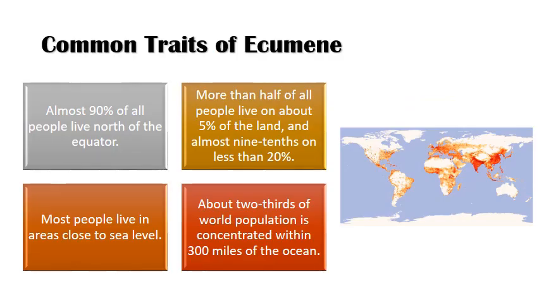Some common traits of the ecumene include, because most of the land masses are north of the equator, nearly 90% of all people live north of the equator. And we discovered in class by doing our maps that most people live close to sea level, and about 2/3 of the world's population is concentrated within 300 miles of the ocean.